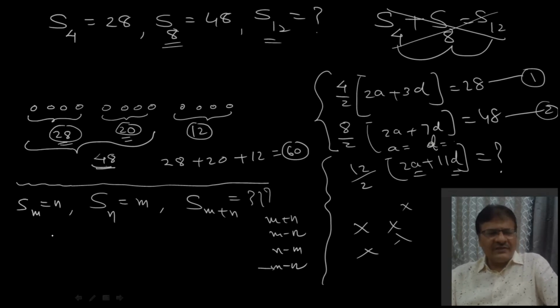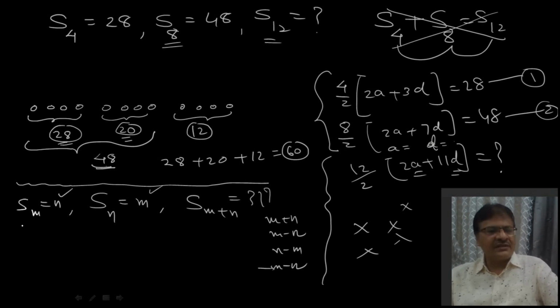The proper method is very lengthy, that you write Sm equal to m by 2, then 2a plus m minus 1 into d, equal to n, and then Sn equal to n by 2, 2a plus n minus 1 into d, equal to m. Then you solve. It's very lengthy. I will explain the method which requires seconds. If you have practice, you will get your answer.